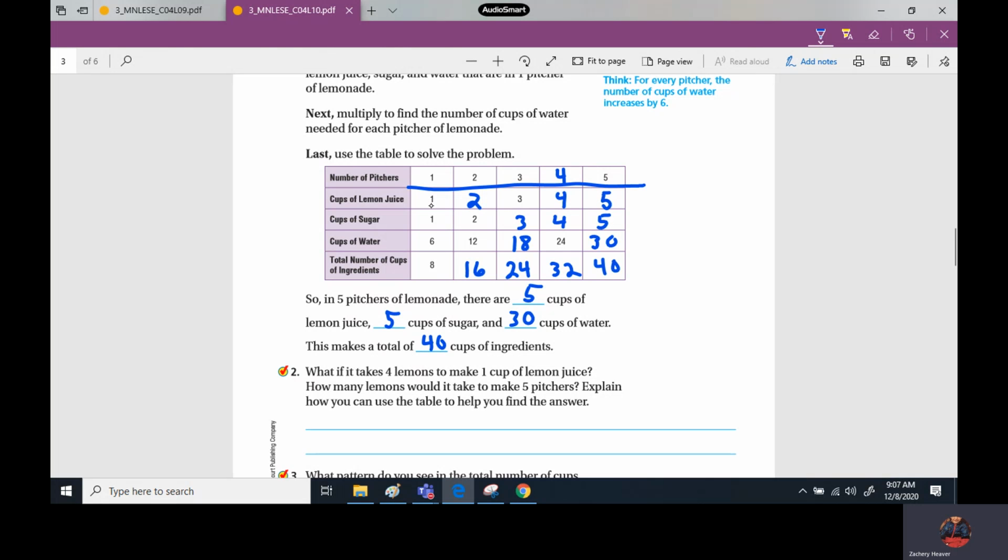So all we're going to do is skip count. 4 times 1 is 4. 4 times 2 is 8. It's going to take 8 lemons to make 2 cups. So we just take this number and multiply it by 4. So 5 pitchers takes 5. So explain how you could use the table. We have to take 5 times 4, because 5 cups with 4 lemons to make 1 cup equals 20 lemons.